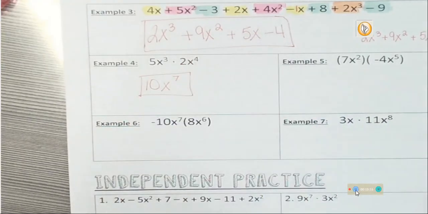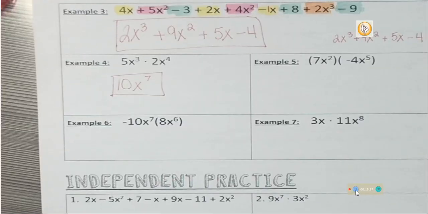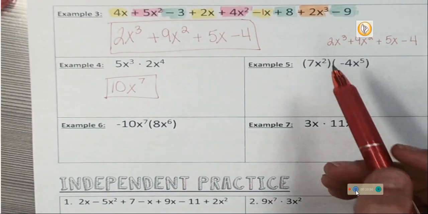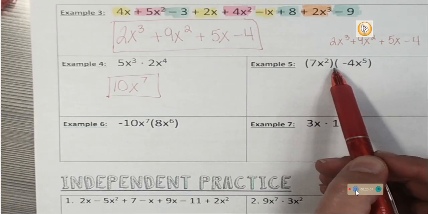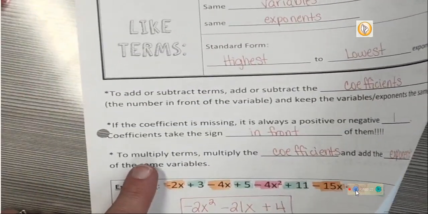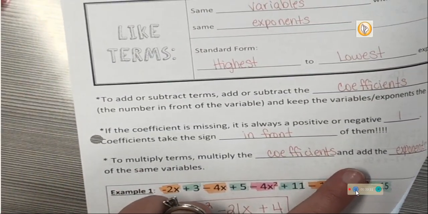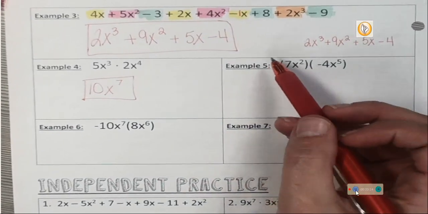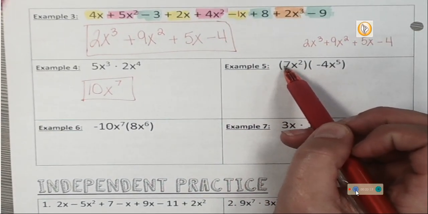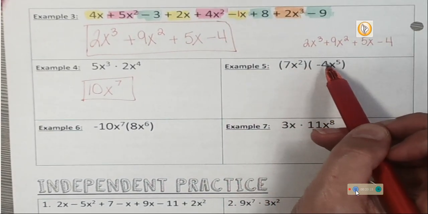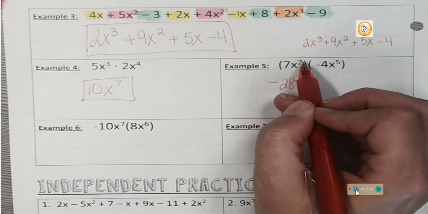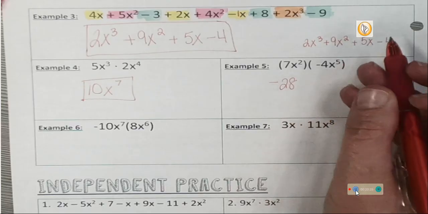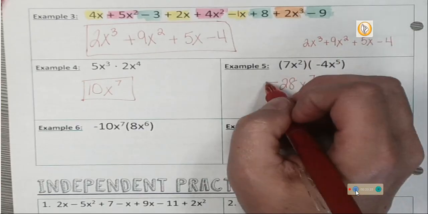Alright, let's look at this one. Is this problem trying to get me to add, subtract, or multiply? To multiply. And if I need to look back at my rules, when I'm going to multiply, I multiply the coefficients, and then I add the exponents of the same variable. So coefficients are in front. What is 7 times a negative 4? Negative 28. All right. X to the second times x to the fifth. How many x's is that? X to the 7.